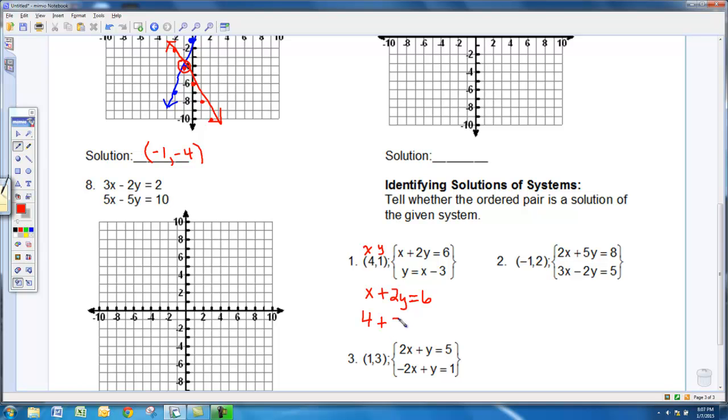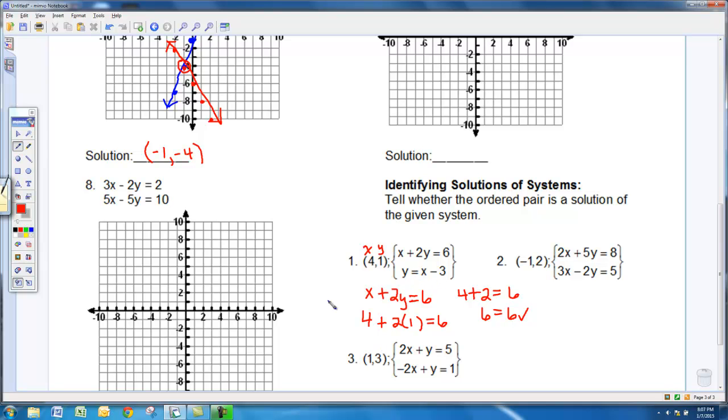So 4 plus 2 times 1 equals 6. 2 times 1 is 2. 4 plus 2 does equal 6. So because the two sides are equal, we know that the point 4, 1 is a solution to that system.